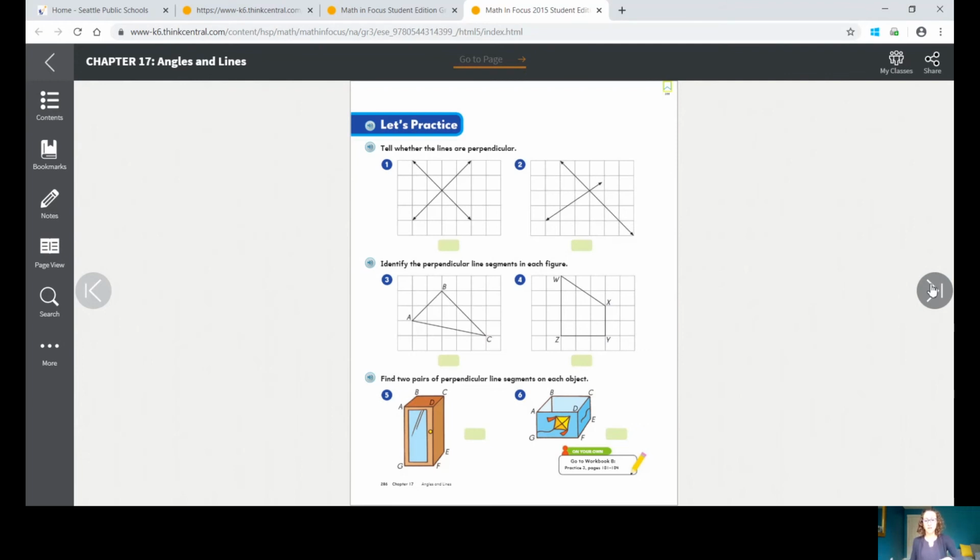Okay, we're already to the let's practice. So the let's practice is just number 1 through 6 for you today. That's really fast. And then your workbook page is page 181 to 184. I will share answers with you. So now would be a good time to pause, and I will say, way to work hard, mathematicians. I'll see you next time.